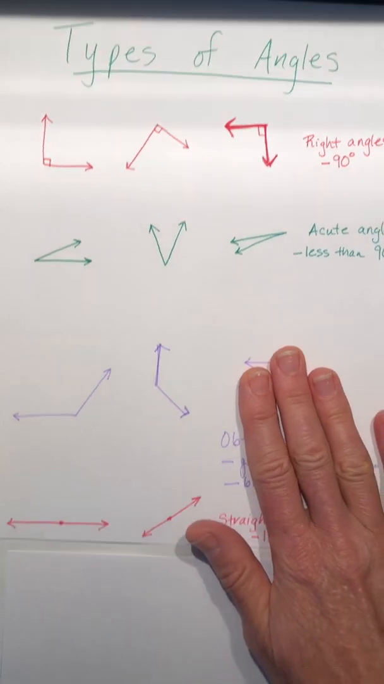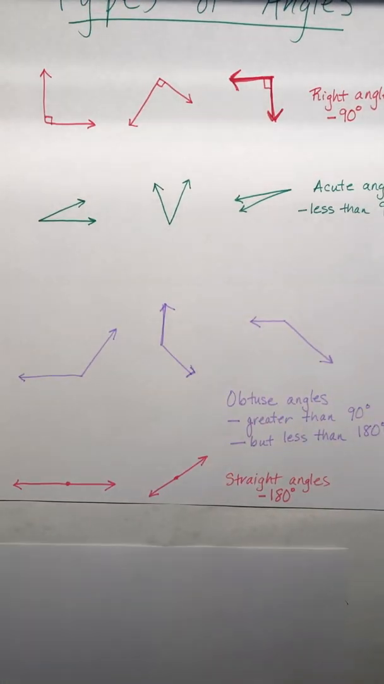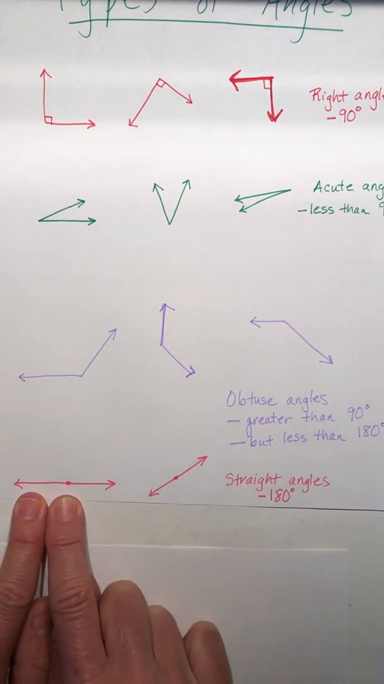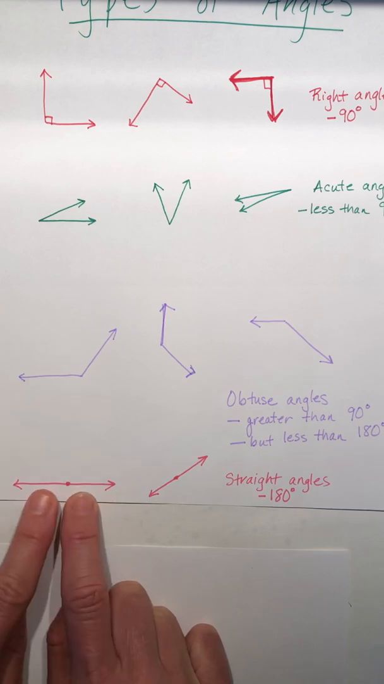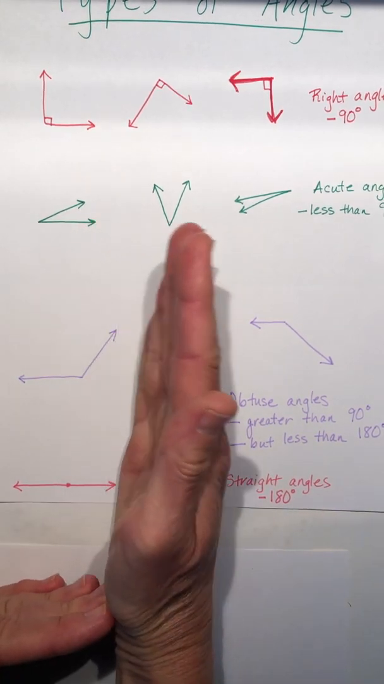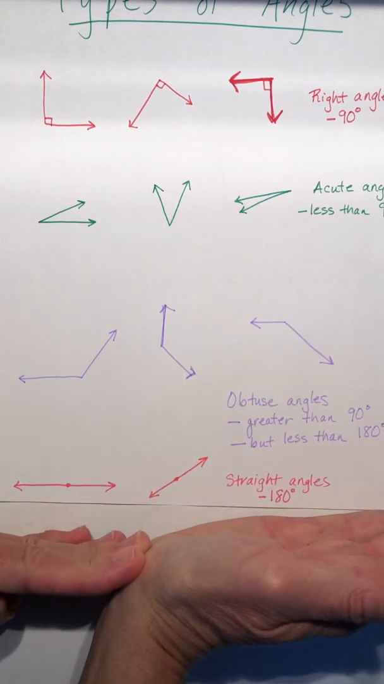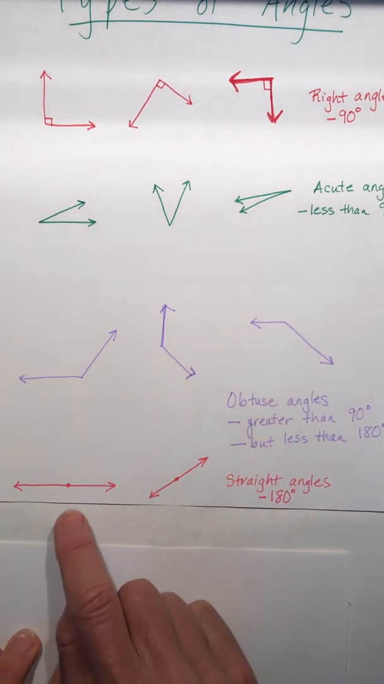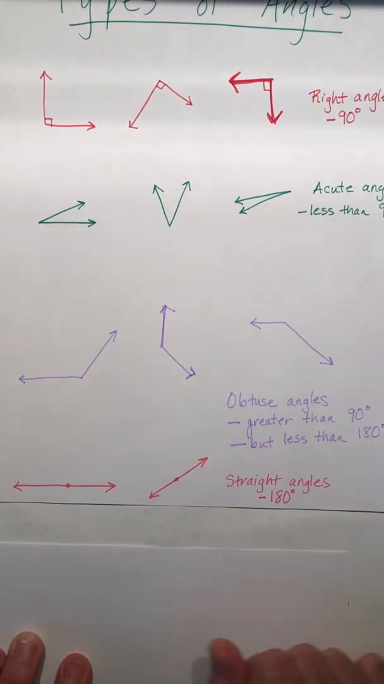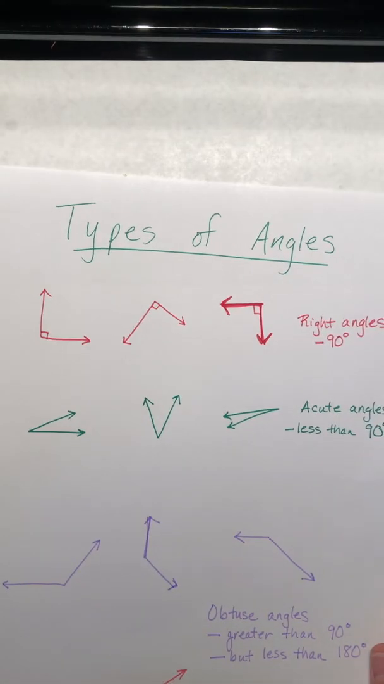And as I just mentioned, the last type of angle that we have is a straight angle. And a straight angle simply means that we have rays that are so wide open like this that they have formed a straight line. So we call that a straight angle, and it equals exactly 180 degrees. So that's just a little review of types of angles.